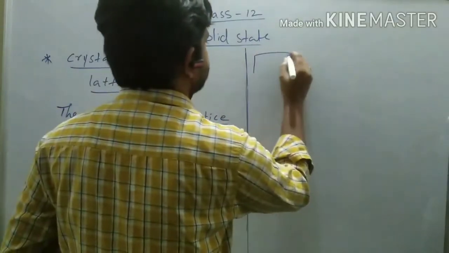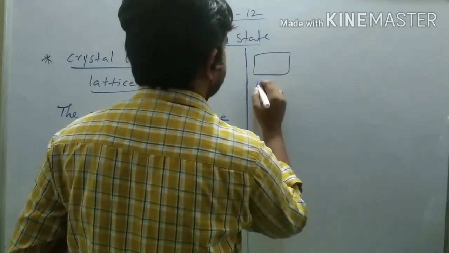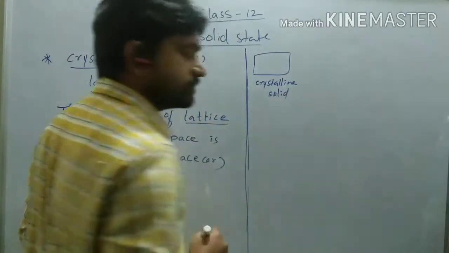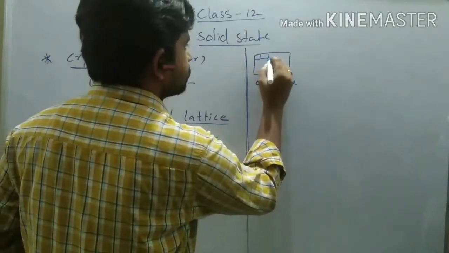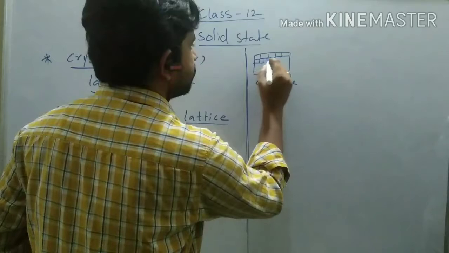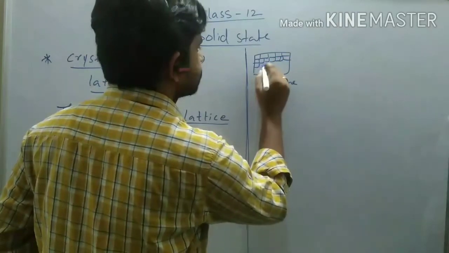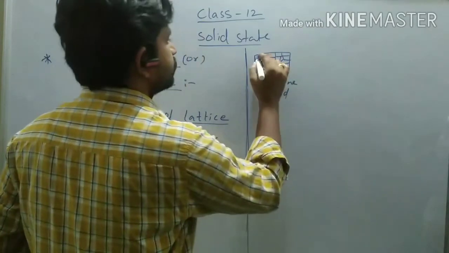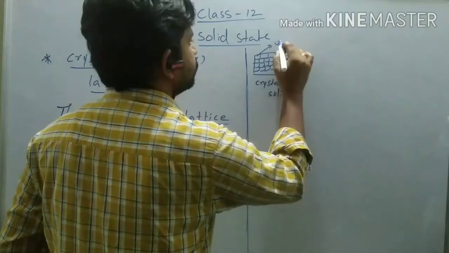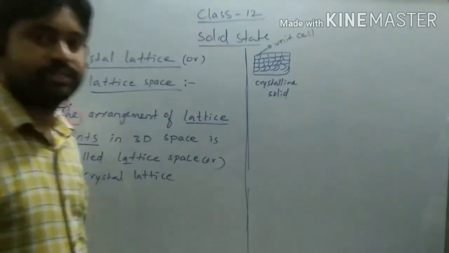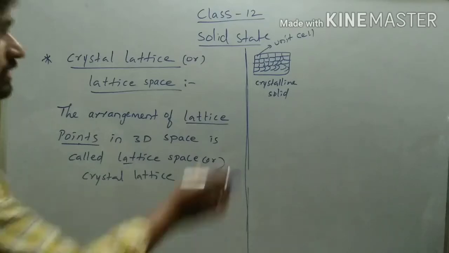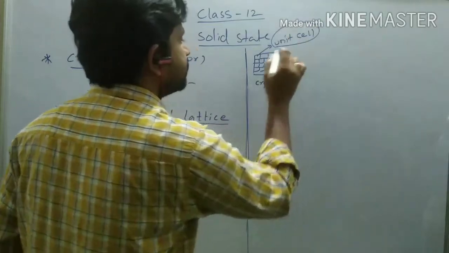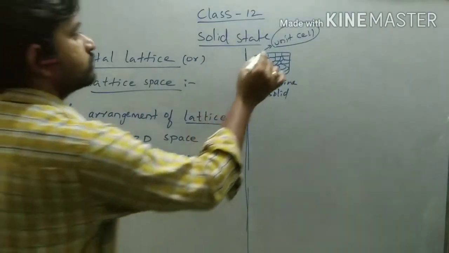Suppose I am taking one example here. This is one of the crystalline solids. In this crystalline solid, there are some smallest repeating portions. This smallest portion you can call a unit cell. In this crystalline solid, there are some repeating units. Such repeating units you can call unit cell.